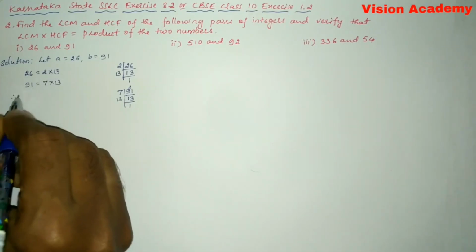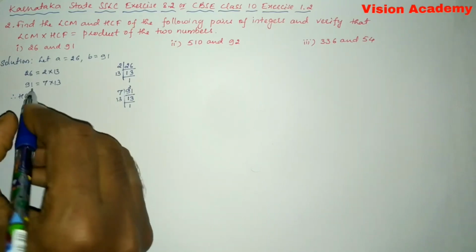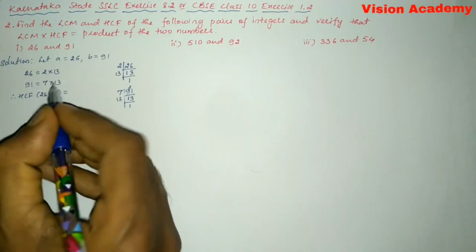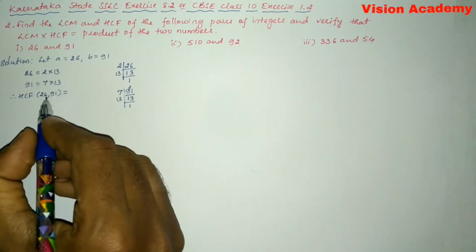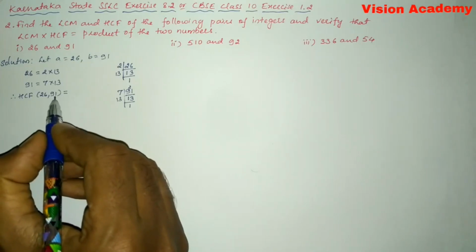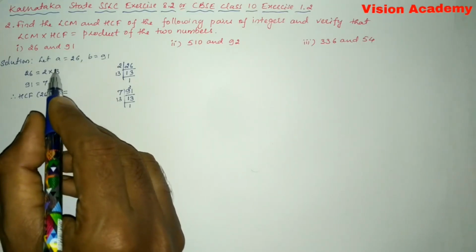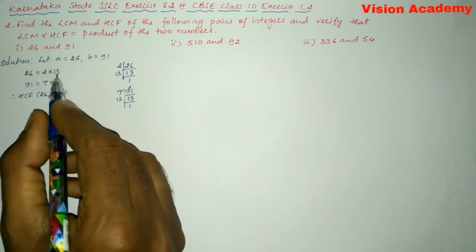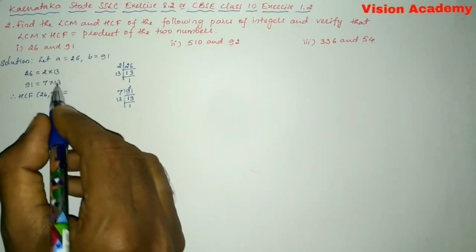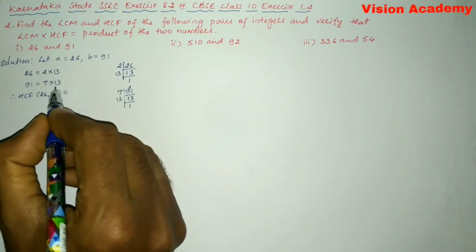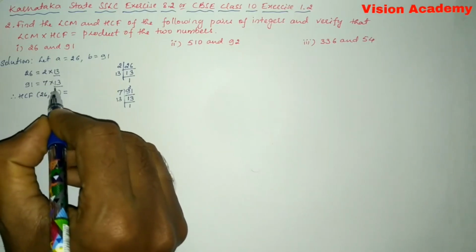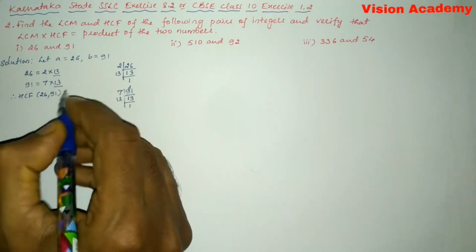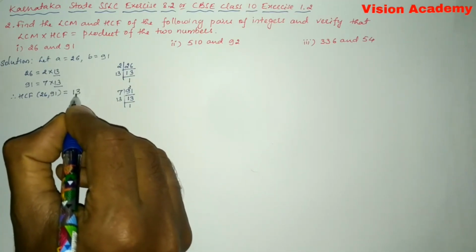Now we can write therefore highest common factor HCF of 26, 91 is equal to, as per the definition of highest common factor, the product of the least powers of the common factors in the numbers is the HCF. Here you can see 13 and 13 is the common factor and which has got the least powers, that is 13 to the power 1. So therefore HCF is 13.